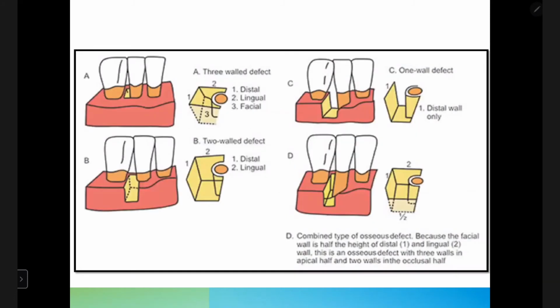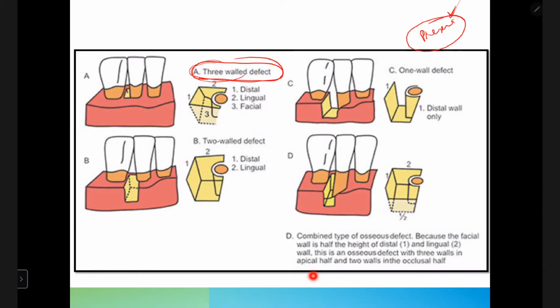Now we'll move on to another important terminology, that is regarding the walls. Depending upon the number of walls present, there is a classification of osseous defects. Remember this. A 3-walled defect means 3 walls are present. Usually students think a 3-wall defect means, since it is a defect, that 3 walls are lost. No, 3 walls are present. Then it is a 3-wall defect.